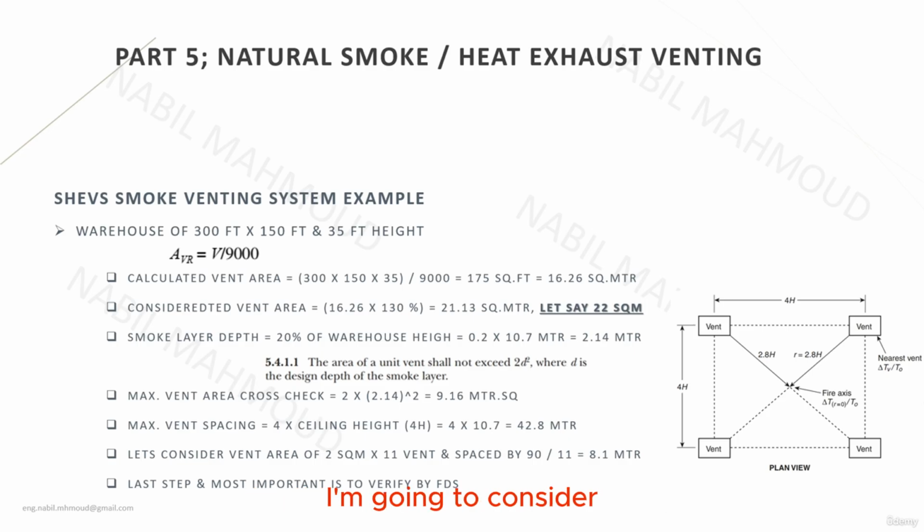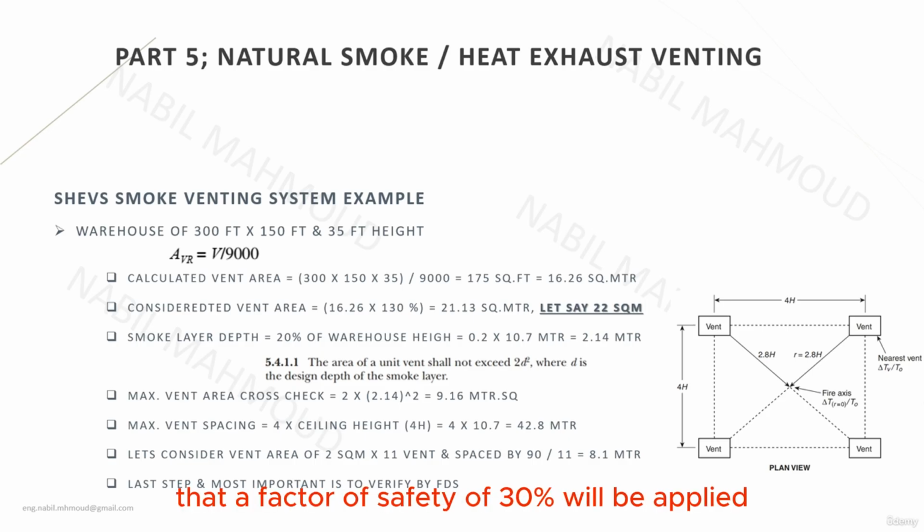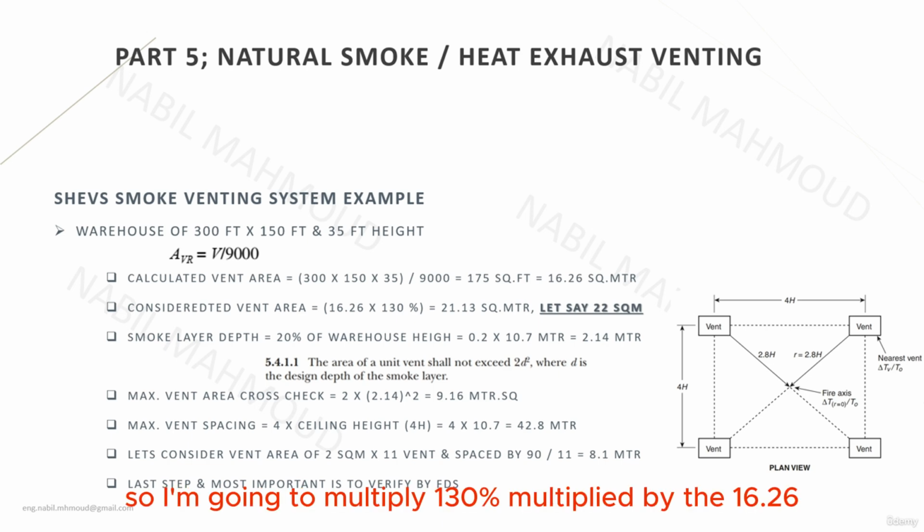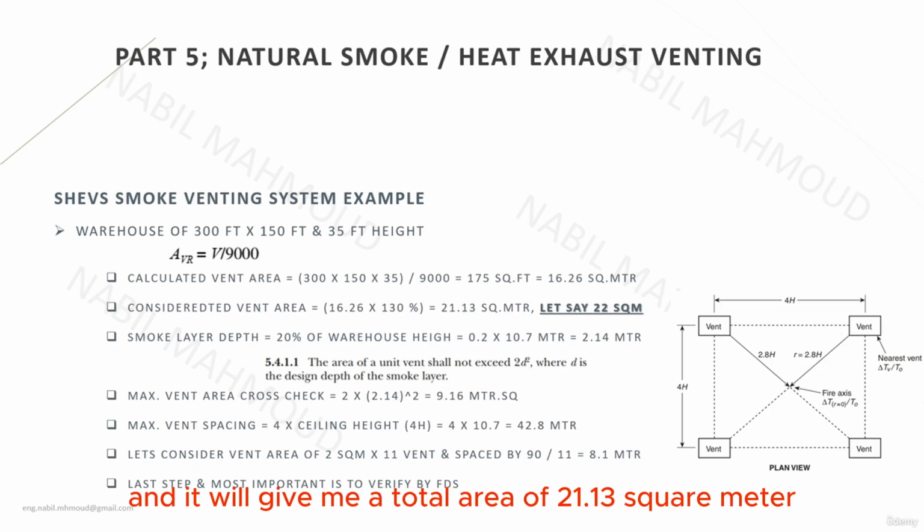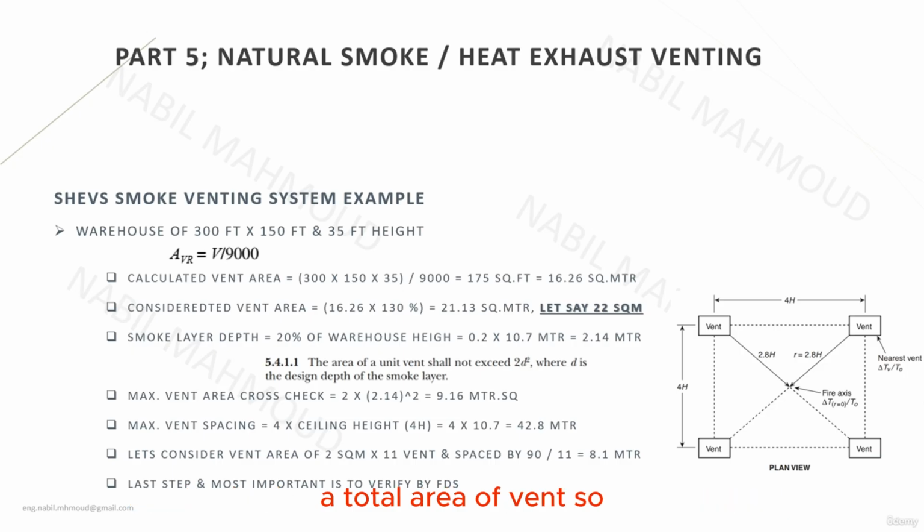After this, I'm going to consider that a factor of safety of 30% will be applied, so I'm going to multiply 130% by the 16.26, and it will give me a total vent area of 21.13 square meters. So I will consider 22 square meters of total vent area for this warehouse.